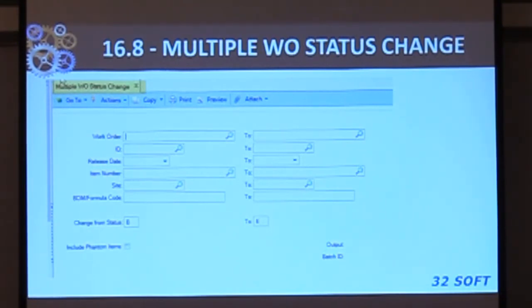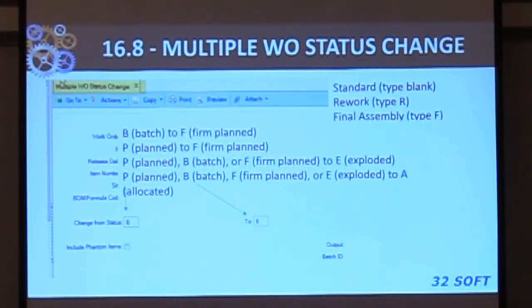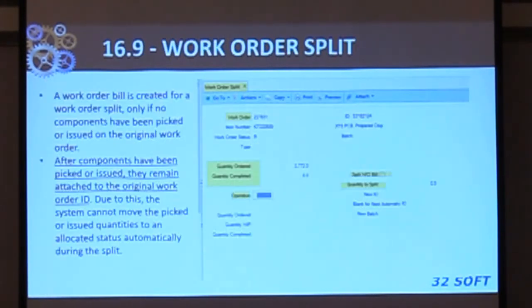You can also use 16.8 multiple work order change status. You can change standard, rework, or final assembly types, and you can change a number of work orders from a particular status to a whole series of other statuses. I've used this to clean up MRP orders. I've changed planned orders to allocating and deleting them all, so you can use that 16.8.